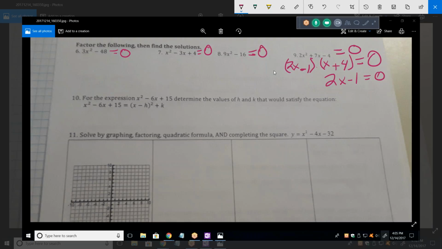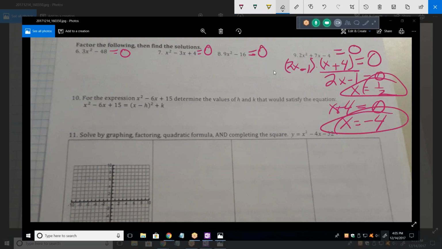So 2x equals 1, so x equals 1/2. Okay, now set the other one equal to 0. X plus 4 equals 0. What's that part? X is -4. All right. There's your 2 solutions, and remember, when you have a quadratic, you're usually always looking for 2 solutions.